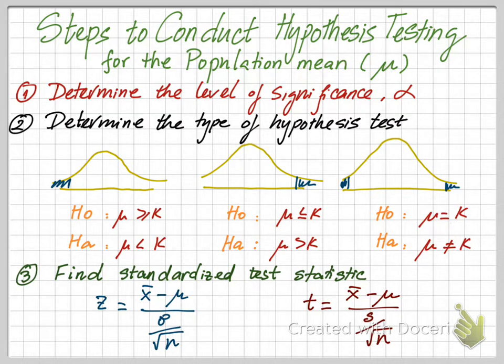So there are two different types of test statistics. It could be the z-test or the t-test. You use the z-test when sigma is known and the t-test when sigma is unknown. You can use one of these tests when the population is normally distributed or the sample size is at least 30.